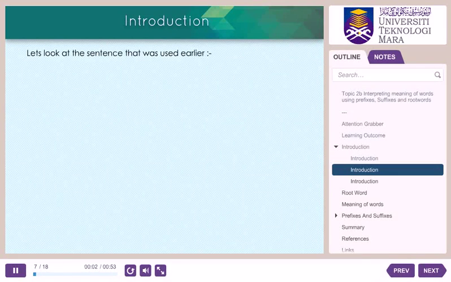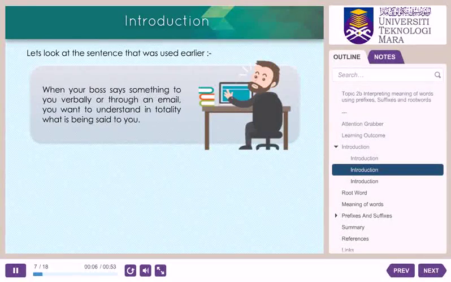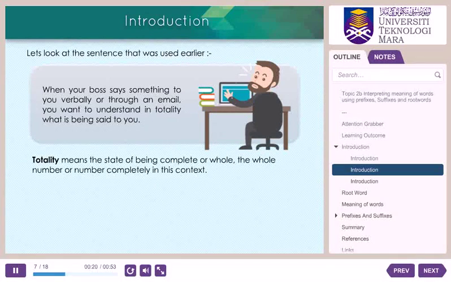Let's look at the sentence that was used earlier. When your boss says something to you, either verbally or through an email, you want to understand in totality what is being said to you. Totality means the state of being complete or whole, the whole number or number completely in context.